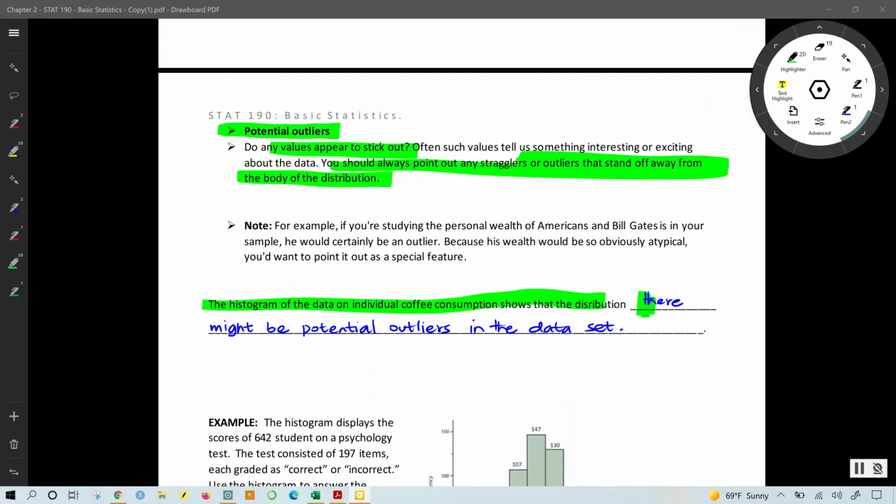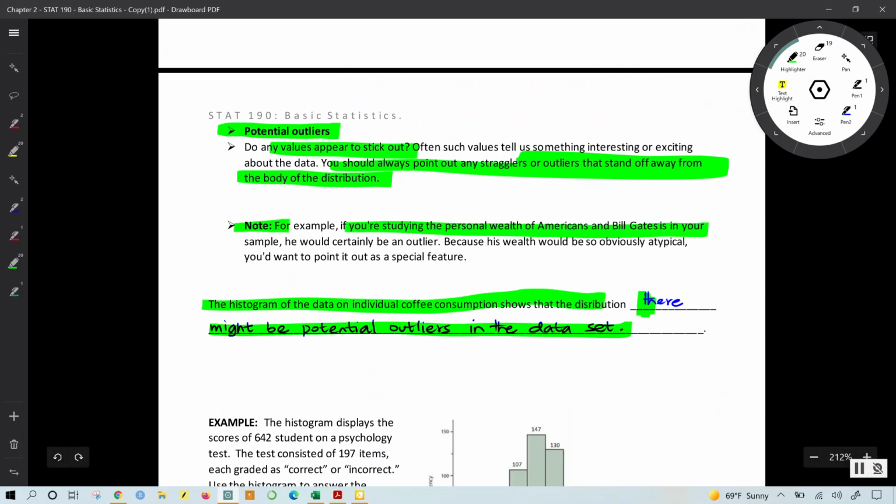So there might be, in this case, potential outliers in the data set. Just to illustrate another example, if you're studying the personal wealth of Americans and Bill Gates is in your sample, he would certainly be an outlier because his wealth would be so obviously atypical that you want to point it out as a special feature.